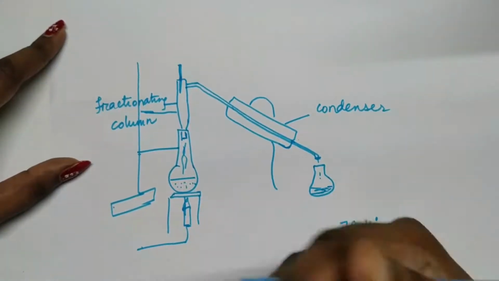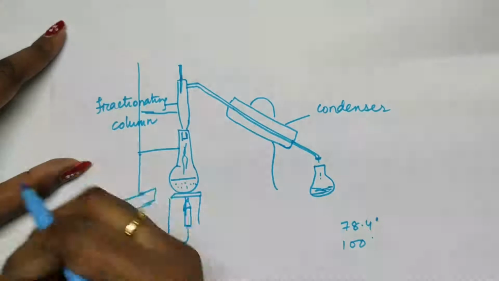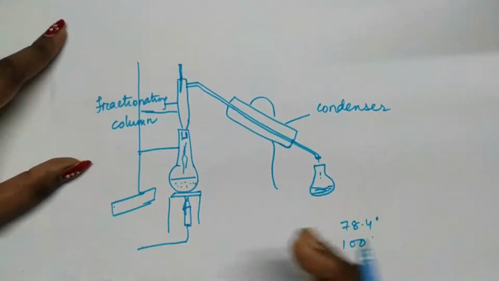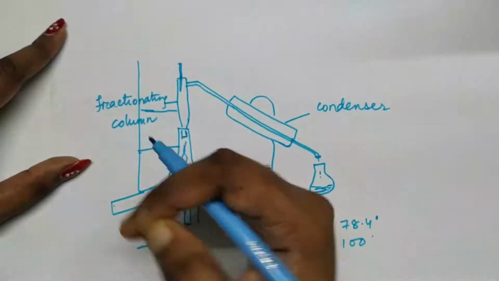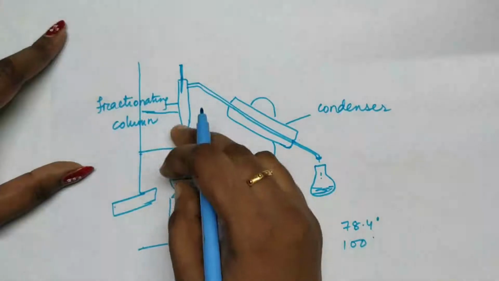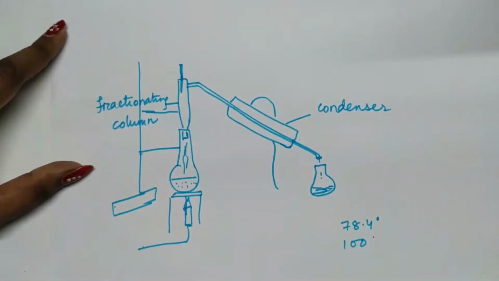So the alcohol vapors are collected first, and then what we get is pure alcohol, because at 78.4 degrees the alcohol is only going to boil off, not the water. So when we use this fractionating column, this method becomes fractional distillation.